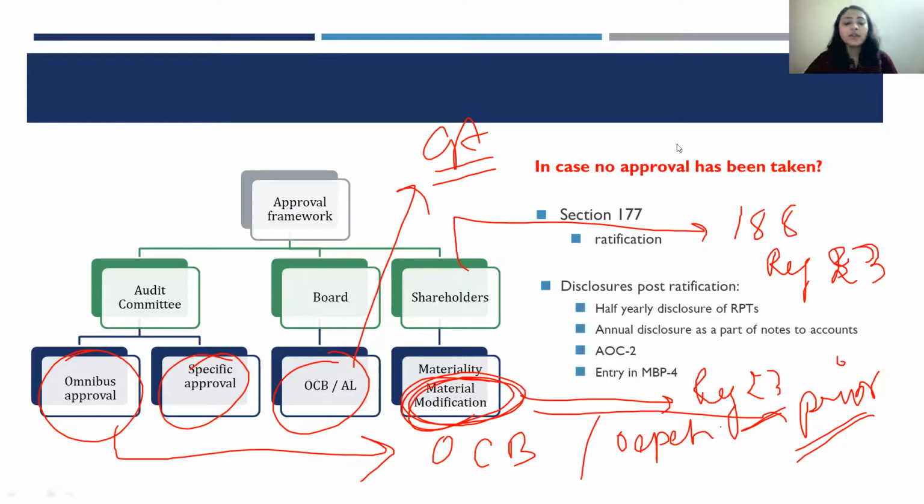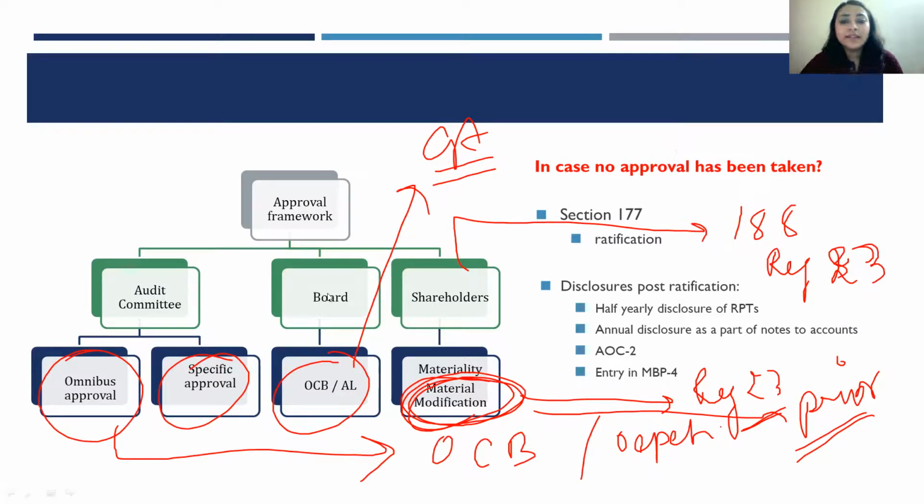For this, we see Section 177, which talks about ratification. It states that in case of any transaction involving an amount not exceeding 1 crore entered into by a director or officer without obtaining the approval of the audit committee, if it is not ratified by the audit committee within 3 months from the day of the transaction, such transaction shall be void.